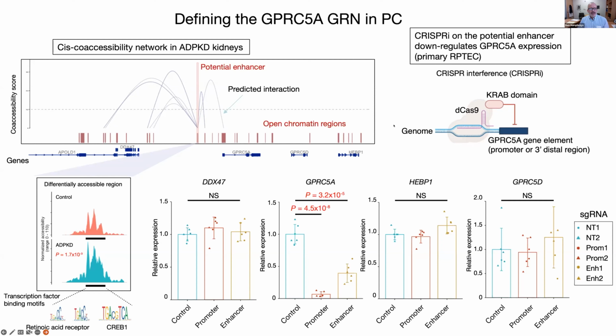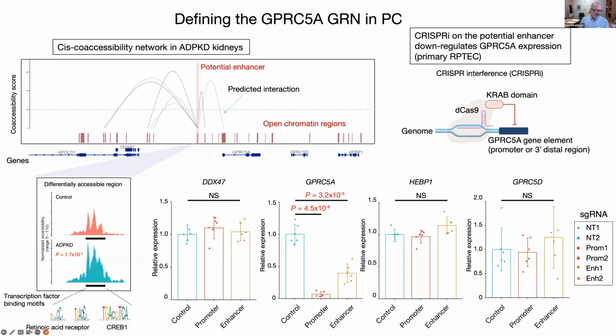Well, we can test the prediction that this enhancer is driving GPRC5A activity using a dCas9. So we can send a Cas9 fused to a KRAB domain, which closes chromatin, and we can send it to this locus with guide RNAs. And you can see that when we do that, first to the promoter, which is an internal control, we of course turn off gene expression, gotcha. But we can turn off 60% of gene expression when we target the enhancer.